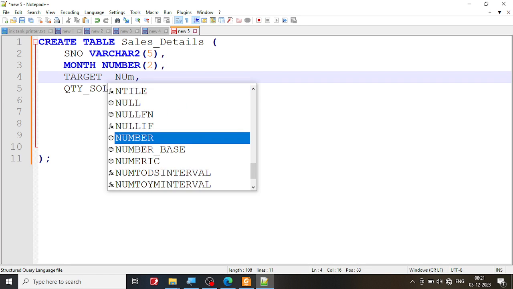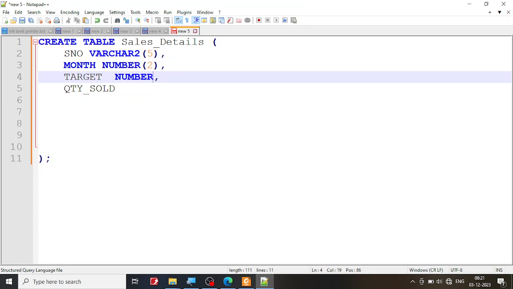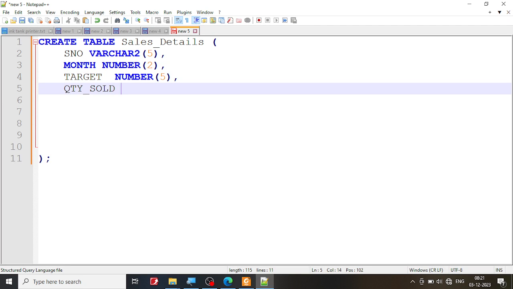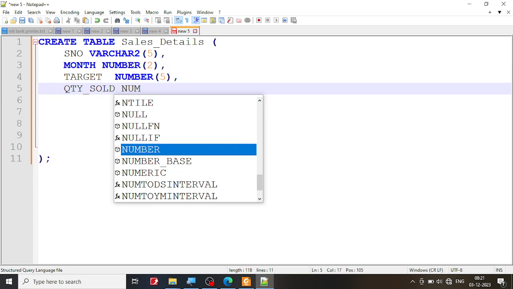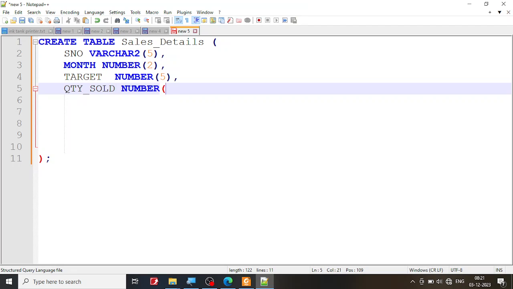Now I am going to assume that they will not be given a very high number. So a 5-digit number will be there, so up to 10,000 items they may sell within the month. If you want, you can make it larger than that. But I feel that it may not be possible for a salesman to sell so many items.